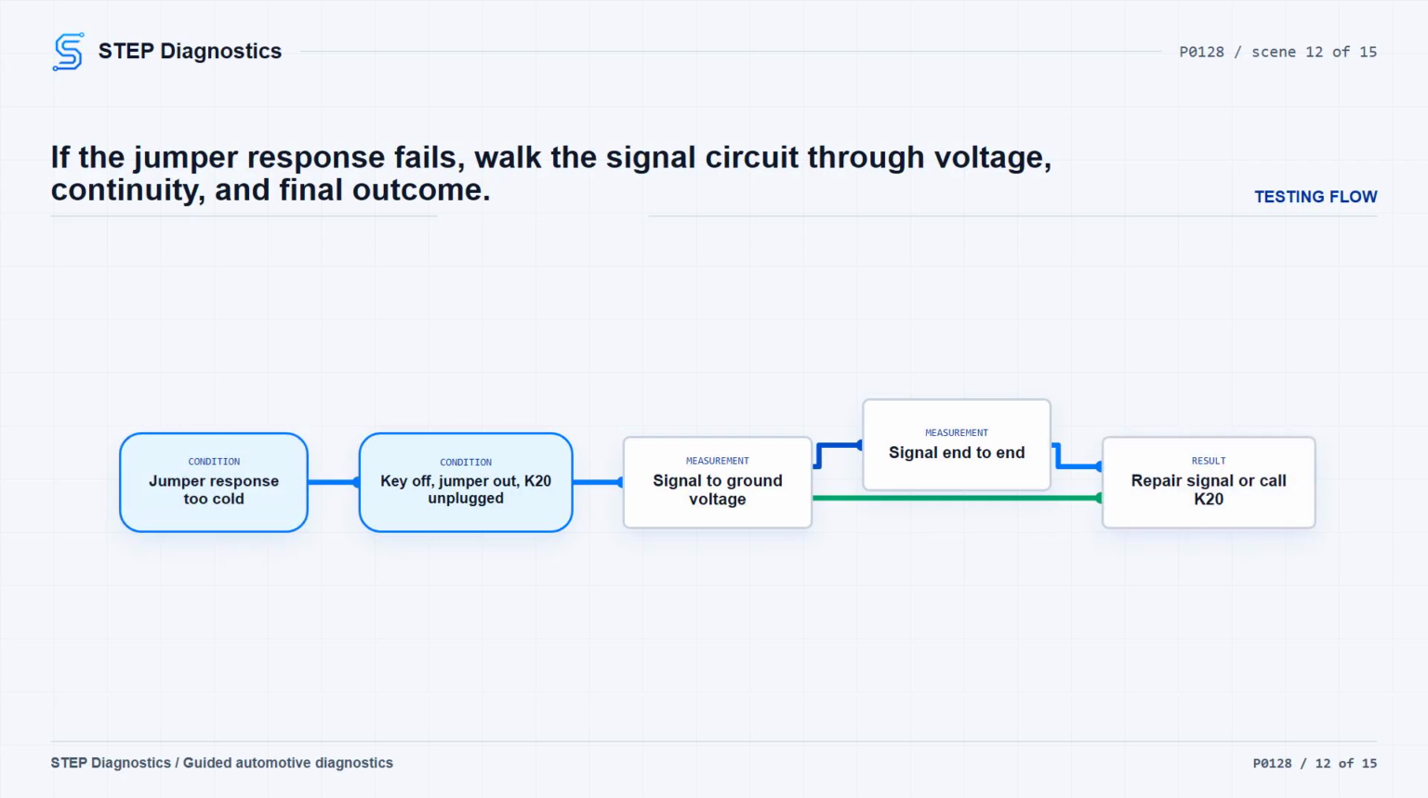If it is less than 1 volt, turn the ignition and vehicle off and test the signal circuit end-to-end for less than 2 ohms. If that test is 2 ohms or greater, repair the open or high resistance. If it is less than 2 ohms, the diagnostic outcome is K20 engine control module replacement.